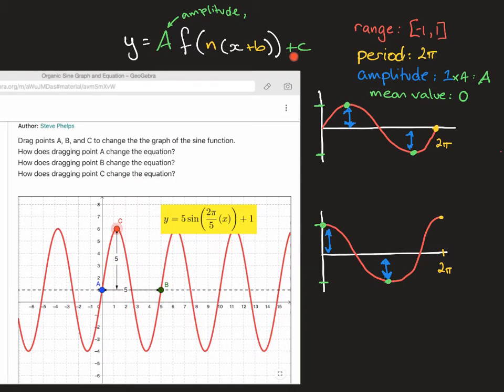And so this plus C on the end changes our mean value, and it also changes our range. So our range becomes C minus the amplitude and C plus the amplitude. Oops, I got those round the wrong way.